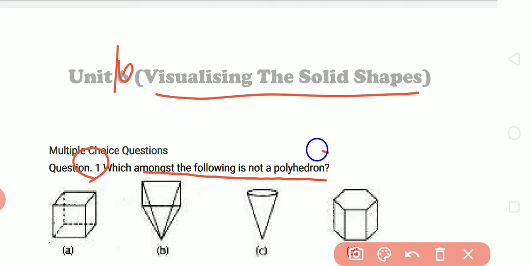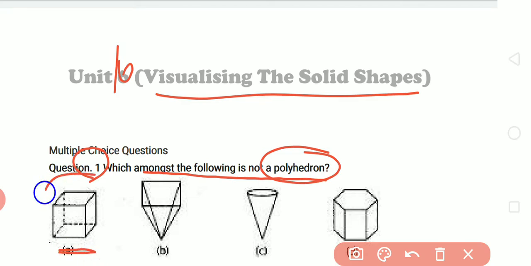So according to the definition of the polyhedron, you know that a solid that has all the faces as polygons is a polyhedron. And what do you mean by a polygon? It is a figure that is made by straight lines only. Example, triangle is the smallest polygon. And let us check the first part.